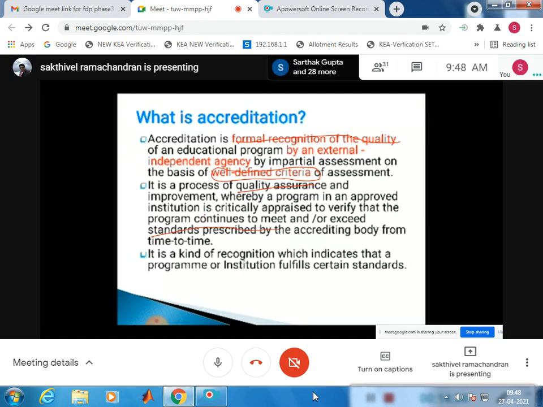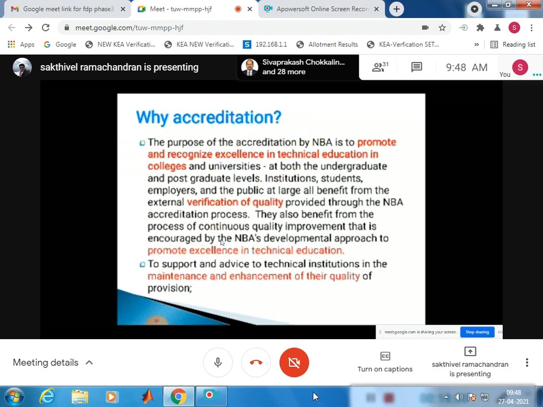And why is it so? What is this recognition? It's a kind of recognition given to a particular program offered by a particular institution. Some institutions are very good at offering mechanical, some are good at computer science, things like that. So it is more program based rather than institution based.